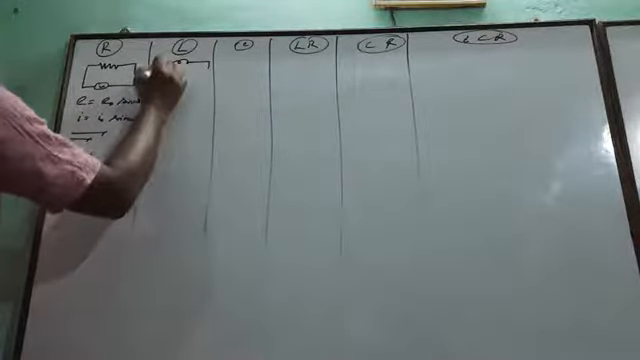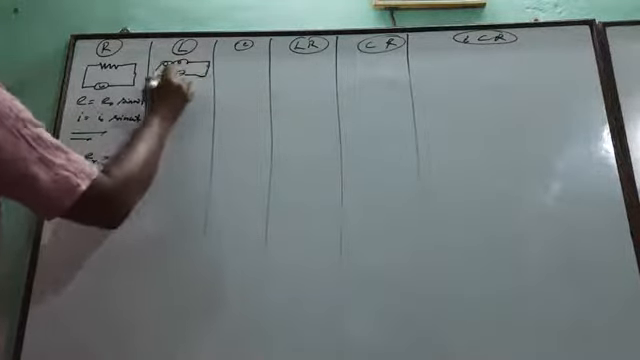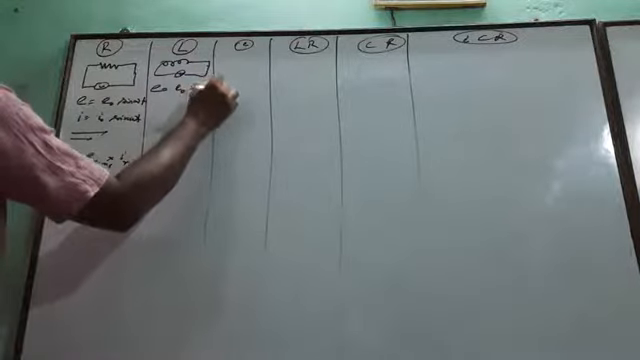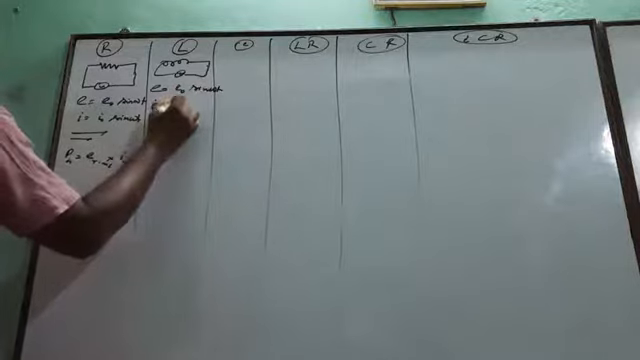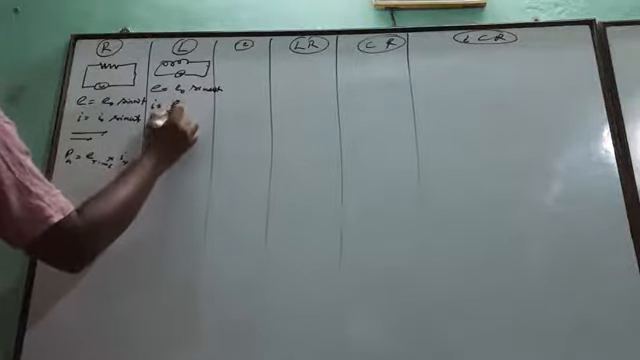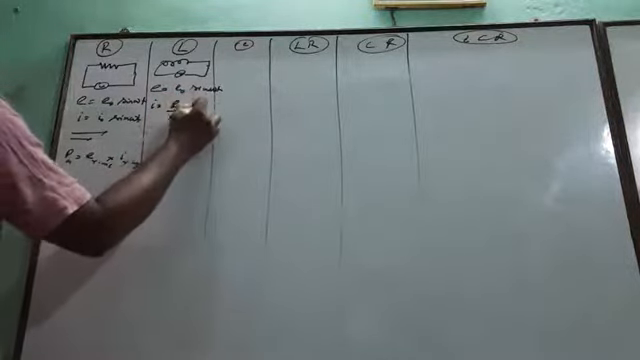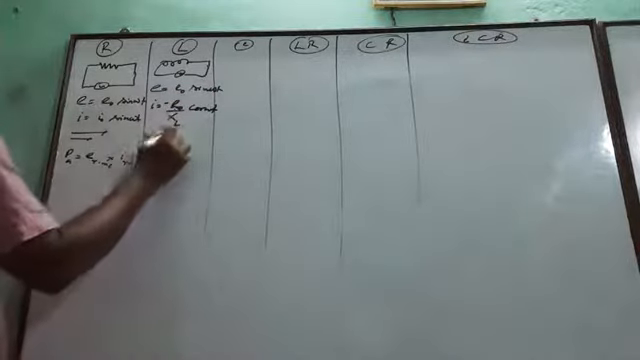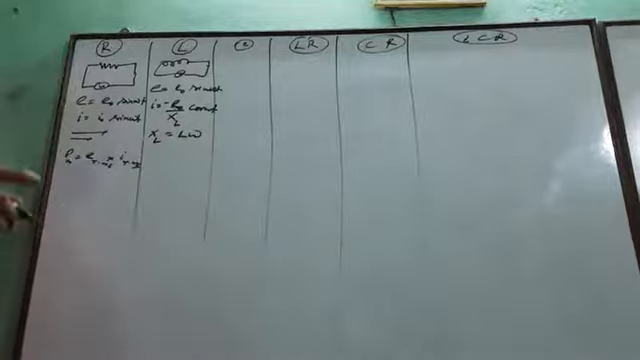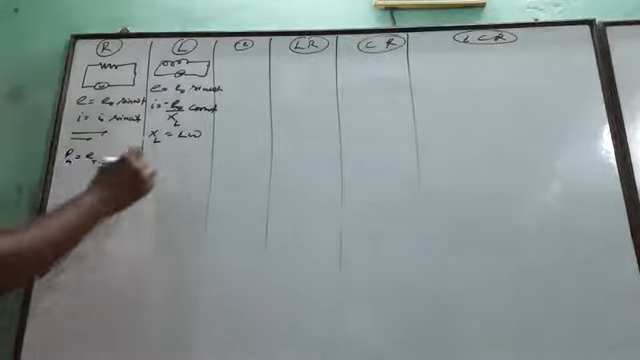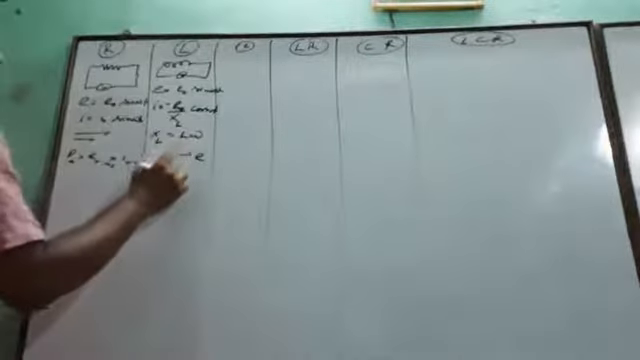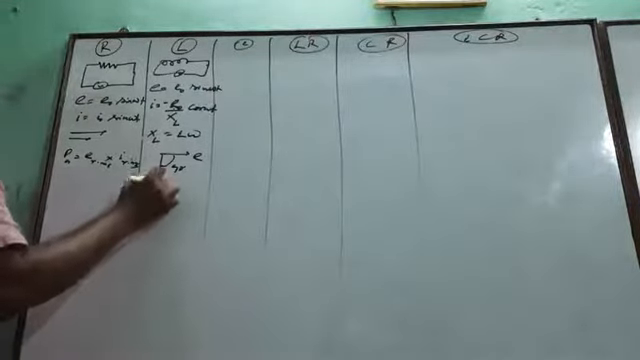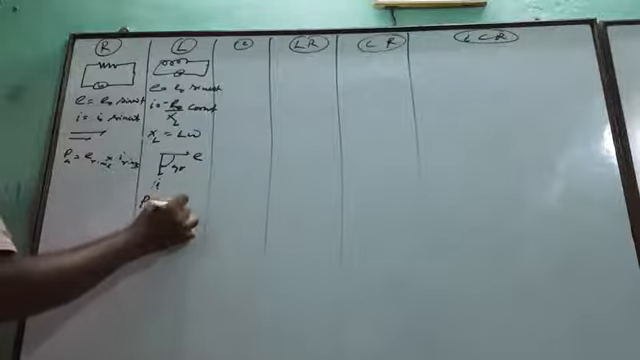L is this. AC is supplied. Then E equal to E0 sin omega t. Here I equal to I0, where I0 means E0 by XL, and cos omega t with negative sign. So XL equal to L omega, which is known as inductive reactance. And here I lags E by 90 degrees. Okay, and average power is 0.